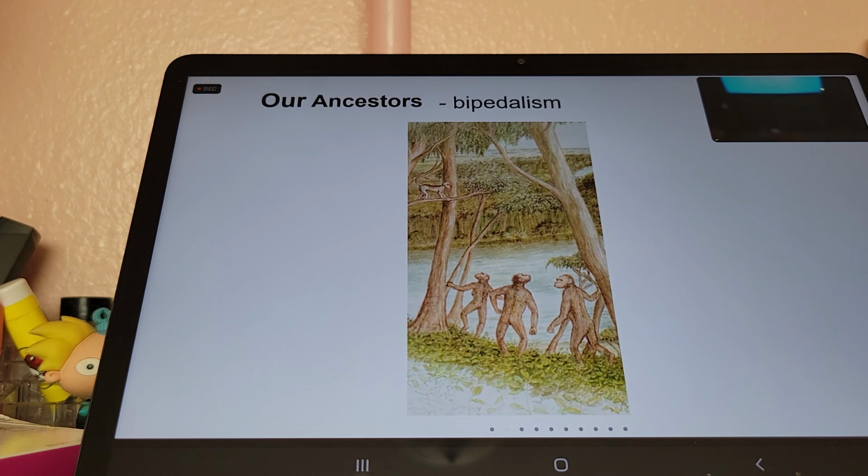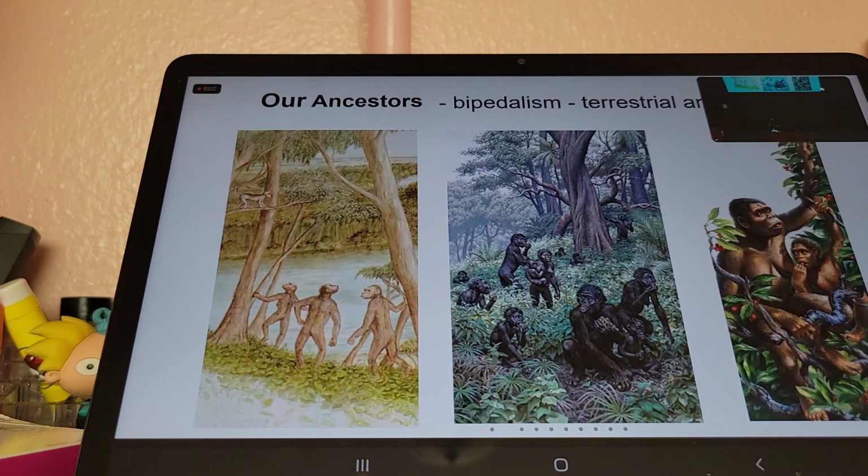And we will come back to that question next class period and talk a little bit about the different hypotheses for bipedalism. But before you go, I'm going to jump ahead a few slides here.